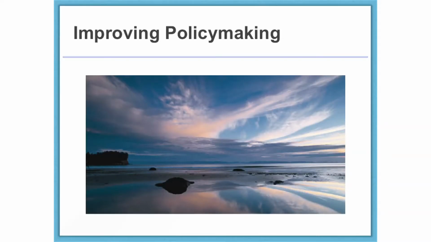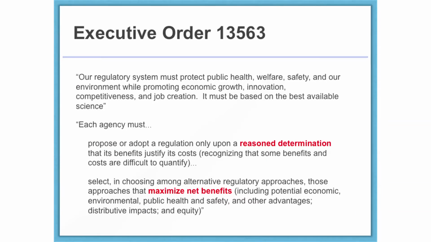Okay, we got 15 minutes left. So the goal is we're trying to improve policy making. And we can go to the federal law for that, which I'll just skip over. The federal statute, at least pre-Trump, pre-President Trump, used to be this. We're going to propose or adopt a regulation or investment or reform or program based upon a reasoned determination that its benefits justify its costs.